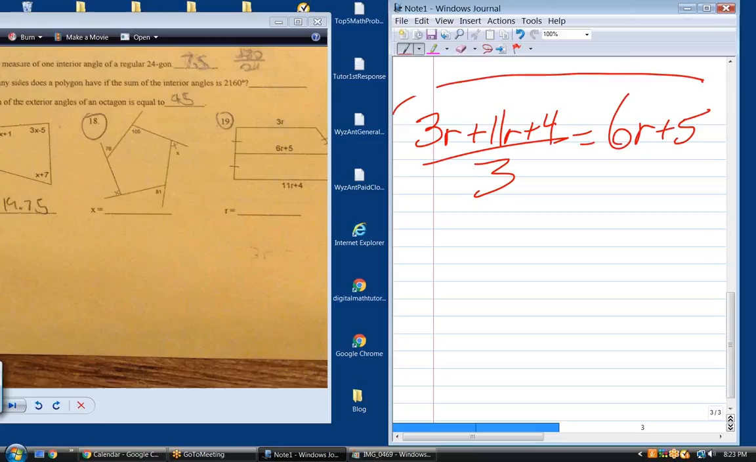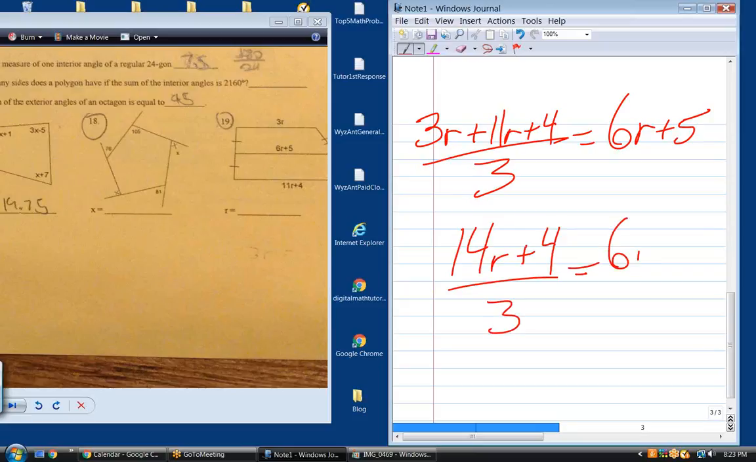Now, again, I have one equation, only one unknown. So, it's solvable. Let's combine this, first of all. We got a 3r and an 11r, so we can make that 14r plus 4 over 3 equals 6r plus 5. What's the best first step here to solve this?